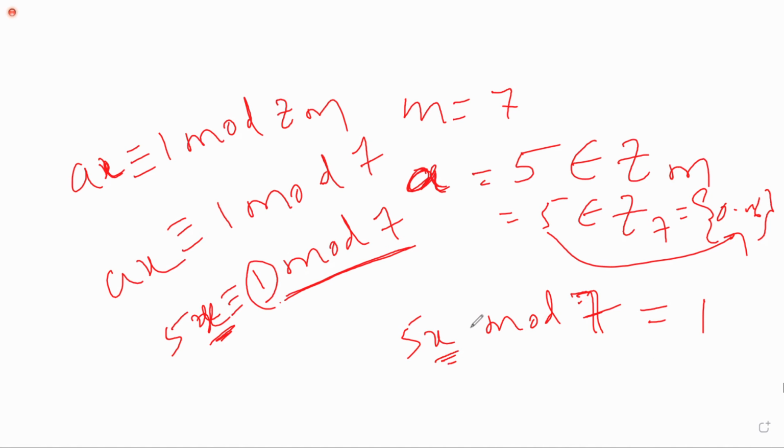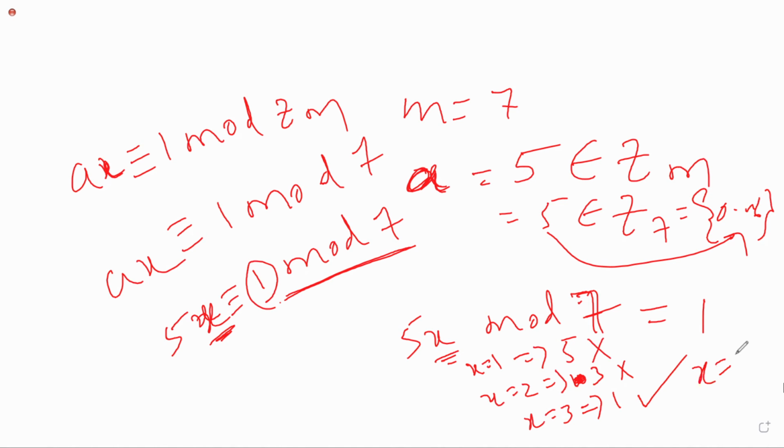What will be the x value? We have to keep on substituting. Suppose x is equal to 1: 5 mod 7 is 5, which is not equal to 1. If x is equal to 2, that is 10, and 10 mod 7 is 3. If x is equal to 3, 5 times 3 is 15, and 15 mod 7 is 1. So we can take x as 3.